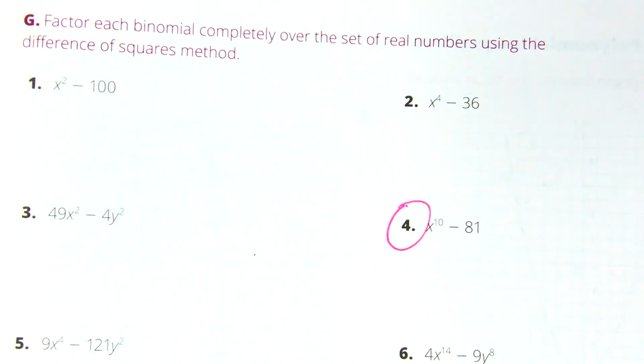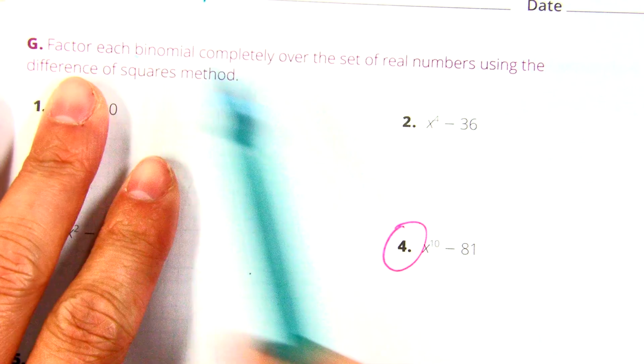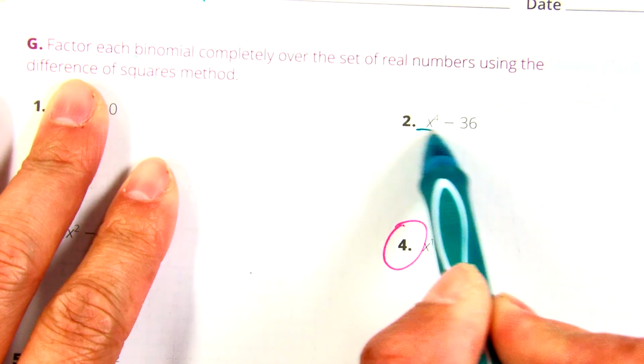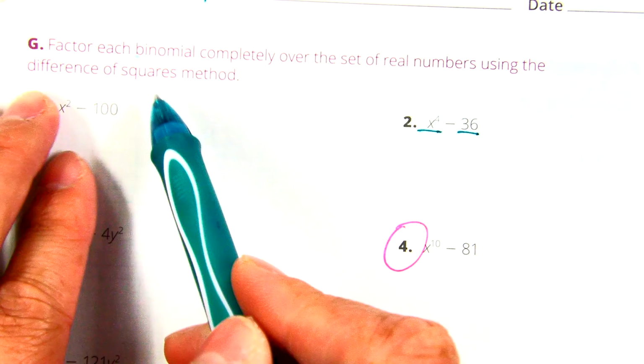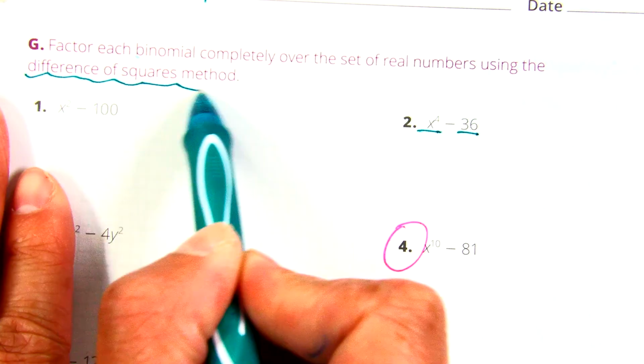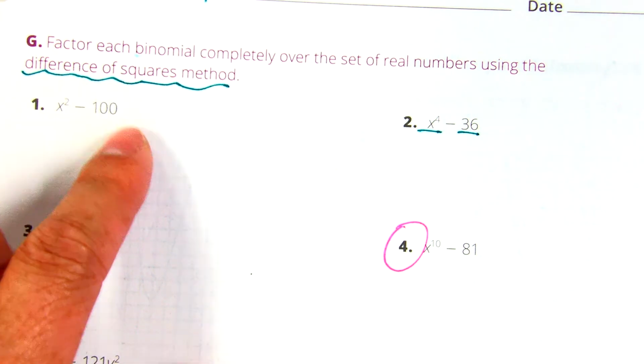Alright, it tells us to factor each binomial. A binomial, bi means 2, so there are 2 here, right? 1, 2. Completely over the set of real numbers using the difference of squares method. I will teach you this last, but I'm always trying to find methods which students can keep using, so we want to keep using X box. Okay? So number 4.